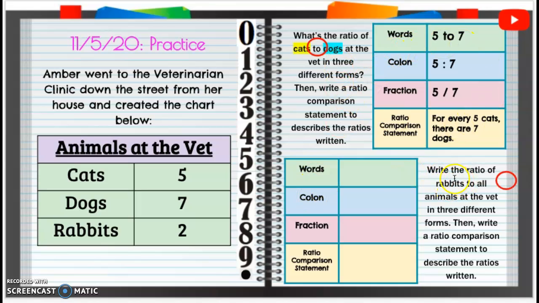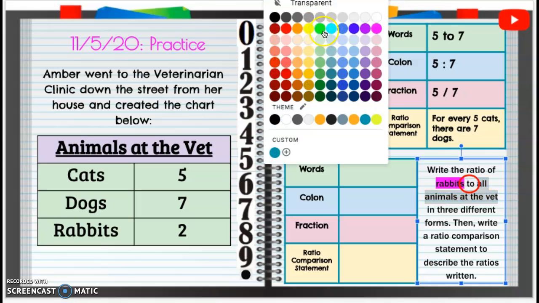Let's look at the second one. So write the ratio of rabbits to all animals at the vet in 3 different forms. Then write a ratio comparison statement to describe the ratios. We can do this. All right, so first of all, what are we comparing? It says the ratio of rabbits to all animals at the vet. So to the total, so to all of the animals.